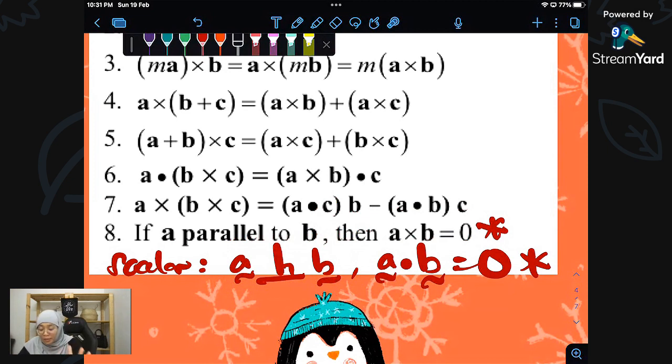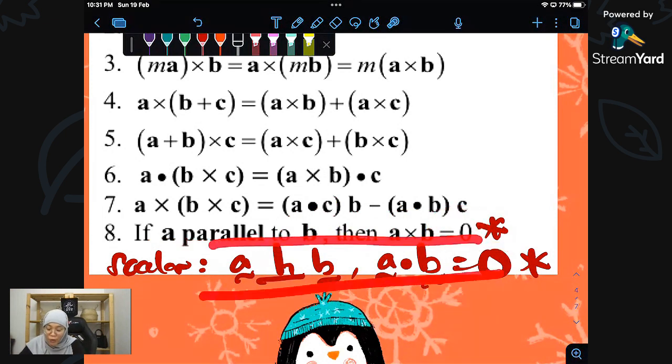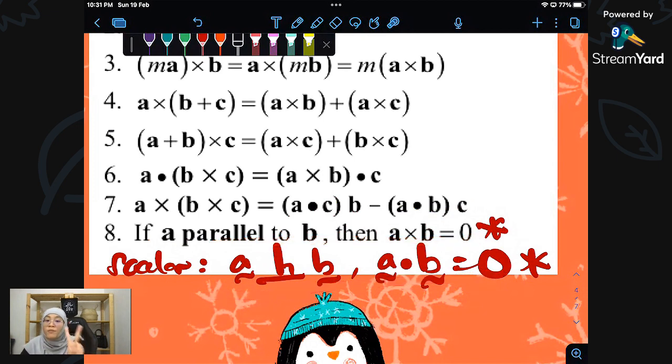When A is perpendicular to B, this is dot product, bukan cross. Okay, cross product hanya untuk yang parallel. A parallel to B, it is cross. Tetapi kalau A perpendicular to B, it is dot product equal to 0. These two are very, very two different things, two different properties, okay?